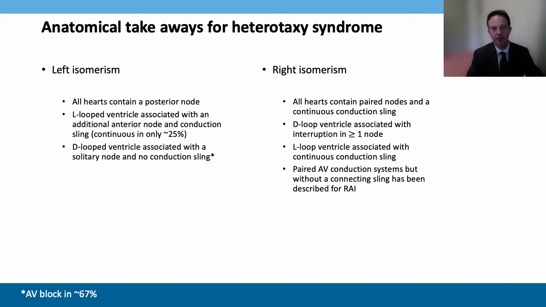For right atrial isomerism, on the other hand, all patients have paired AV nodes or twin AV nodes, and they actually have continuous conduction slings as well. But in left-handed topology, those patients have connecting nodes that connect to the AV bundle, whereas in the right-handed topology, interruption in one of the other nodes is oftentimes present.